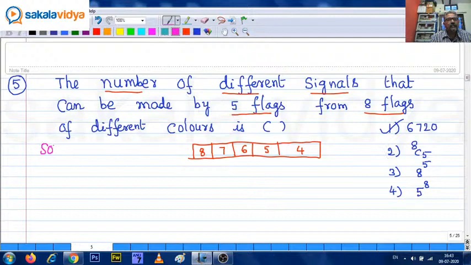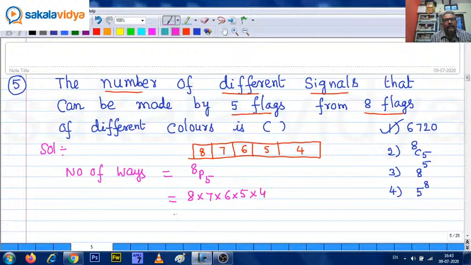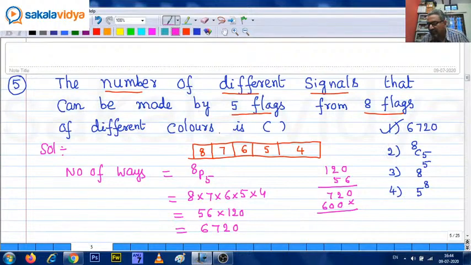So this can be written as the solution. Number of ways is equal to 8P5, that is nothing but 8 into 7 into 6 into 5 into 4. That is 56 into 120. Now 120 multiplied by 56 gives 6720. 6720 ways you can find out. First option is the right option.